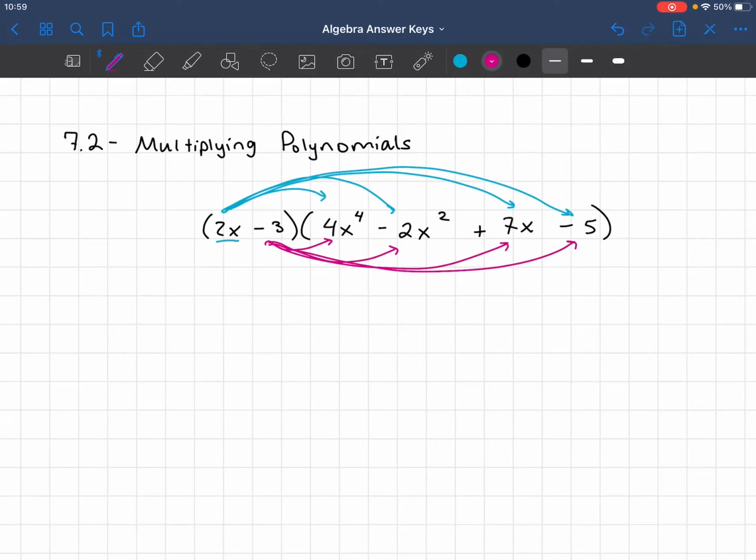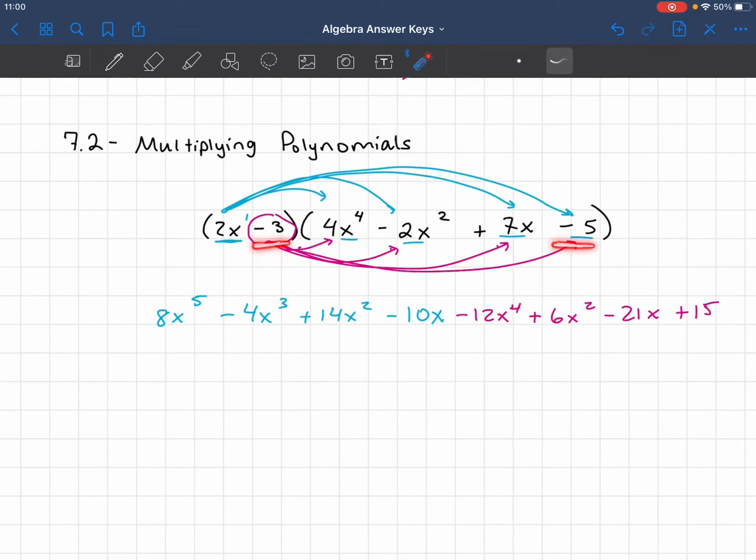Let's go ahead and get started with our 2x times 4x squared. Remember, the coefficients multiply each other, and then the exponents of these variables add. So I have 8x to the fifth minus 4x to the third. So this is the blue, so I've multiplied the 2x times every single term on the inside here. Now I'm going to go to negative 3 and use that to multiply every single term on the inside of this expression here. So from there, I'll get negative 12x to the fourth plus 6x squared minus 21x plus 15, remembering that a negative times a negative is a positive.